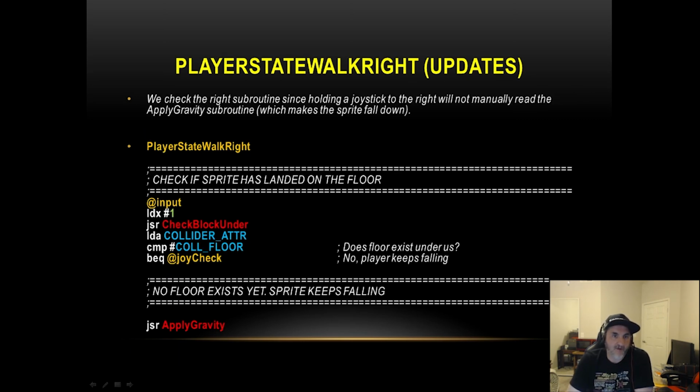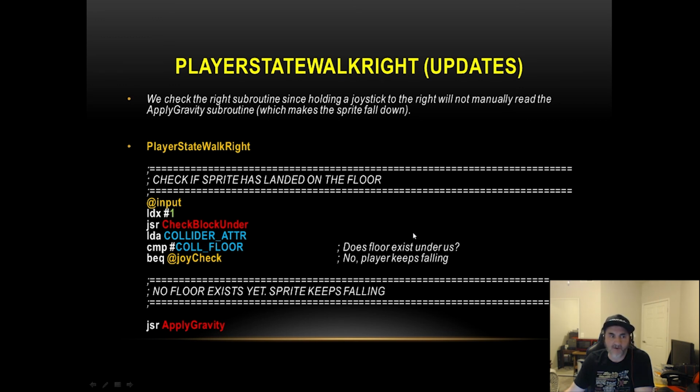Now for the player state walk right, these are the updates. We check the right subroutine since holding a joystick to the right will not manually read the apply gravity subroutine, which makes the sprite fall down, which we saw earlier. So this is checking our sprite data here for our tile underneath our sprite. This is our feet again, right? Because we've got our 0 and our 1 sprites that are stacked on top of each other. And we're going to see if there is a floor here taking place when he's moving to the right.